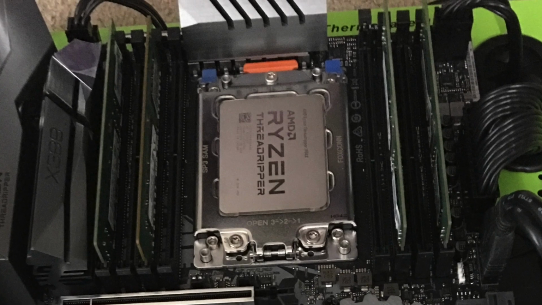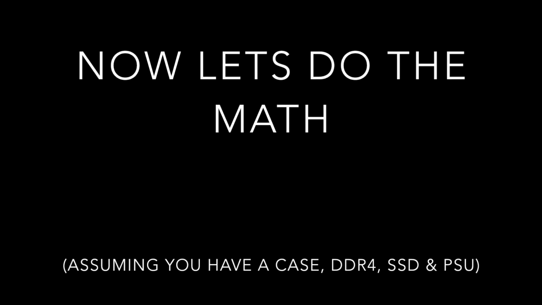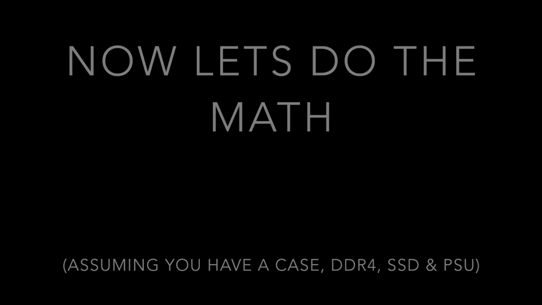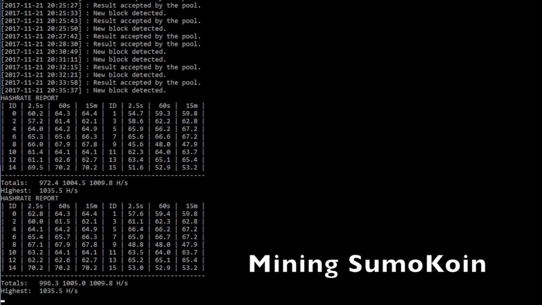So let's do the math real quick. Now let's assume you have a case, DDR4, and an SSD lying around, along with a power supply. Threadripper 1950X was $799 on sale. The motherboard was $319, making our total $1,118.